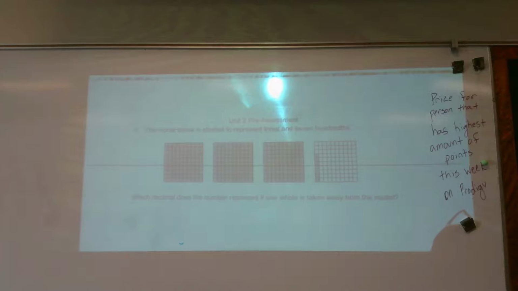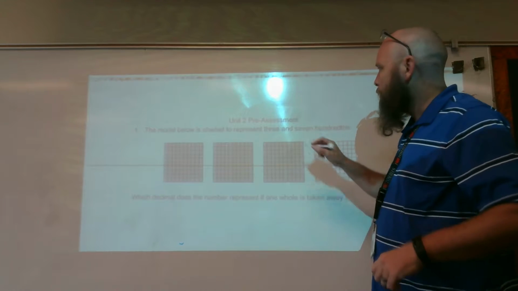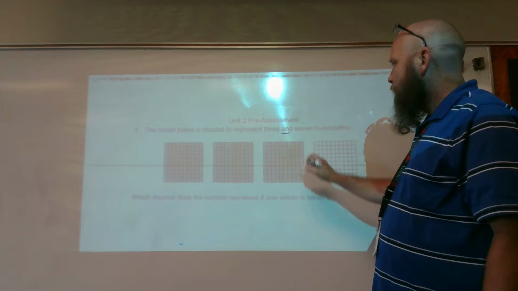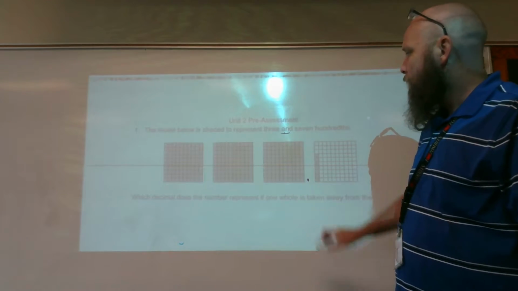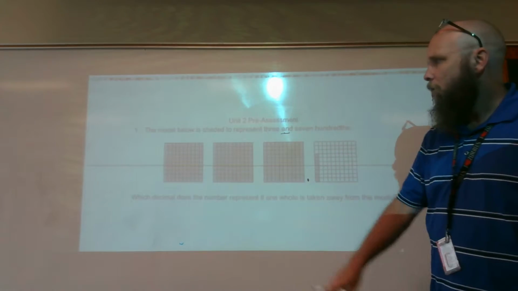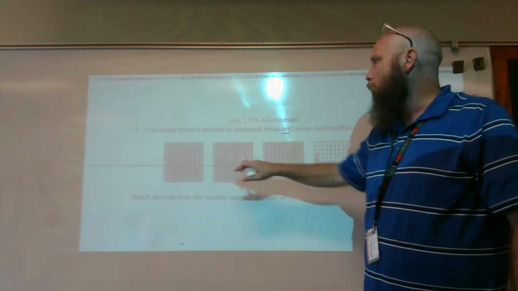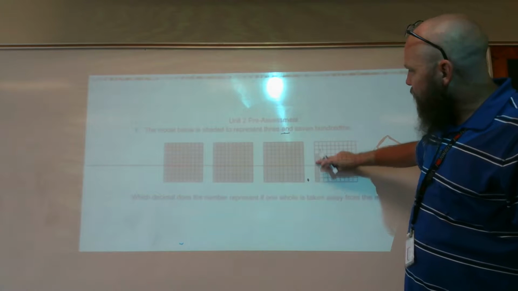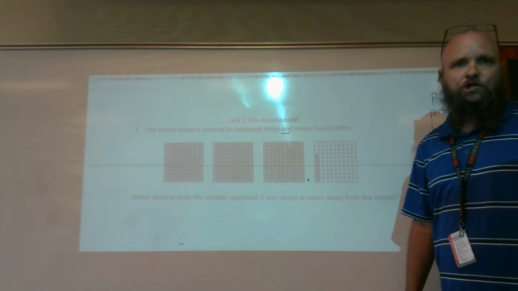It says the model below is shaded to represent 3 7/100. Which decimal does the number represent if one whole is taken away from the model? Well, we have the word "and." And tells us that's where my decimal point is going to go. So it's going to go behind the 3. So everything in front of the 3 is a whole number. So we have 1 whole plus 1 whole is 2 wholes, plus 1 more whole is 3 wholes. So we have 3 and 7 of these hundredths are shaded in.